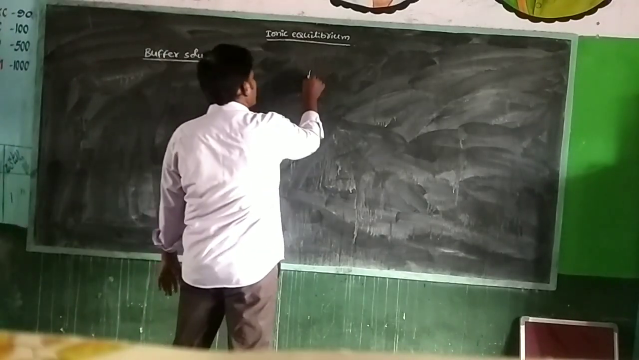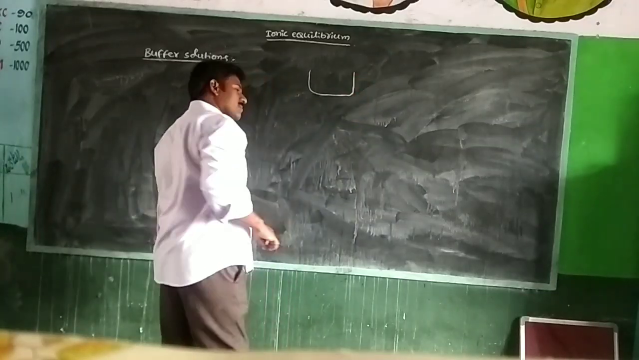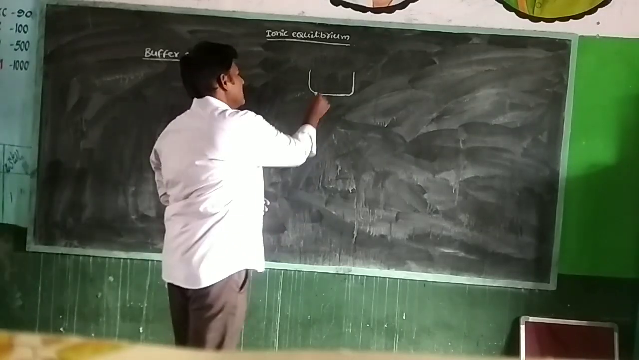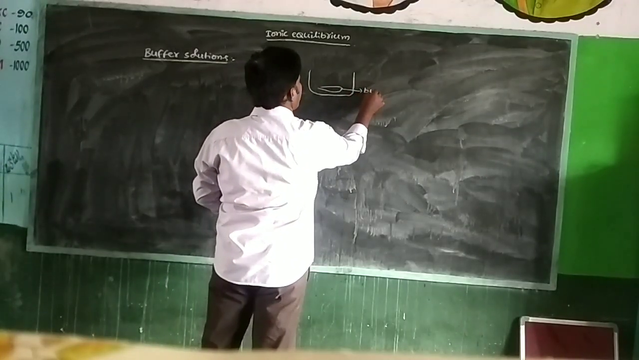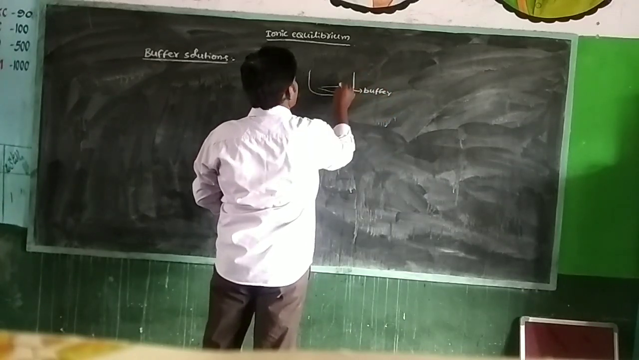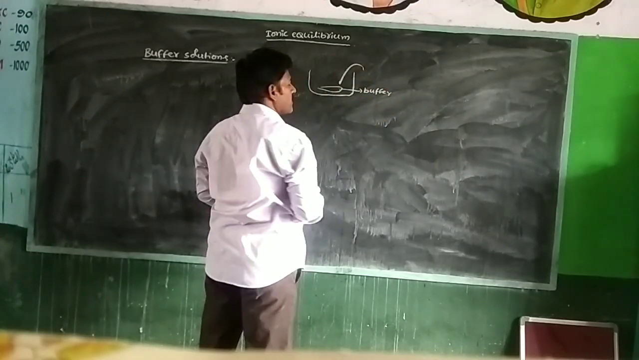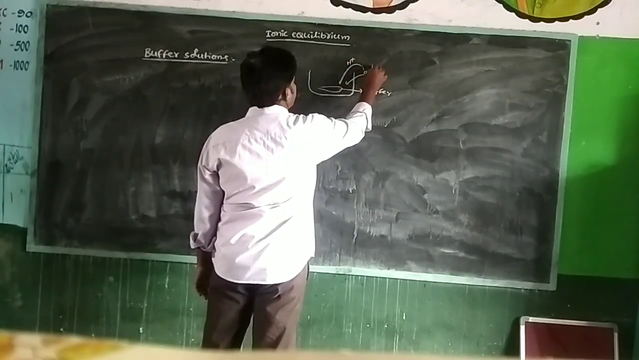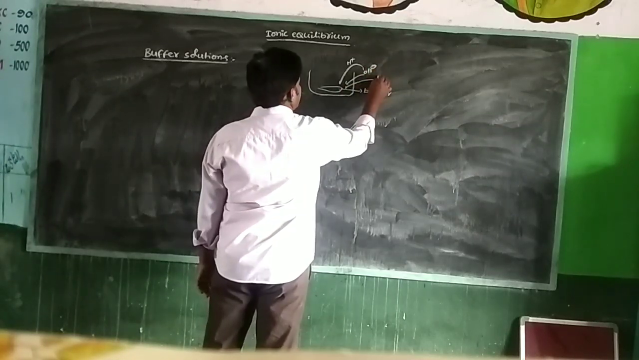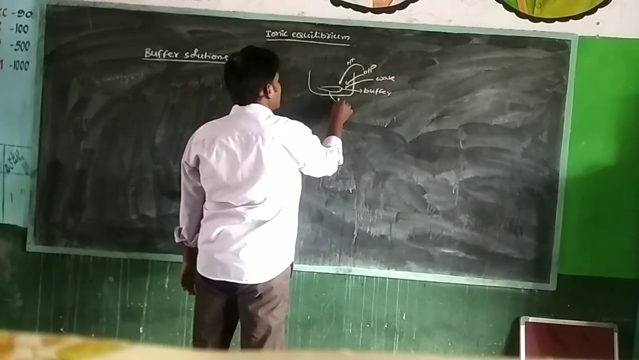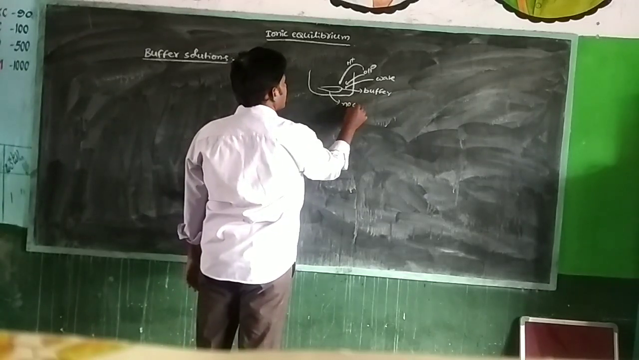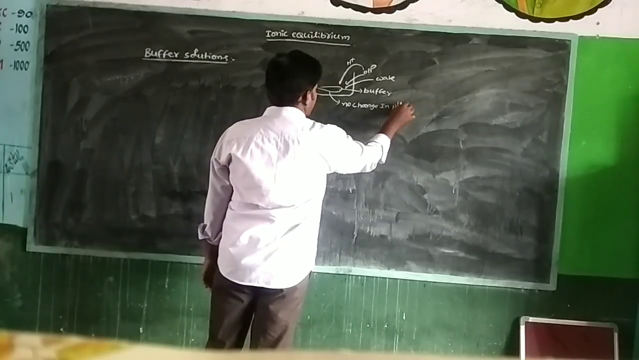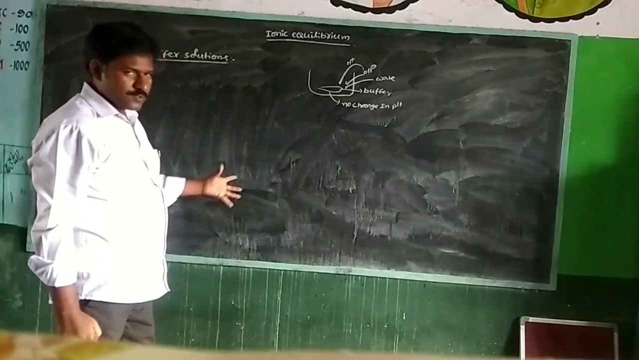Any buffer solution resists the change in pH. When H plus is added, when OH minus ion is added, or when water is added, there is no change in these solutions, no change in pH. That solution is called a buffer solution.